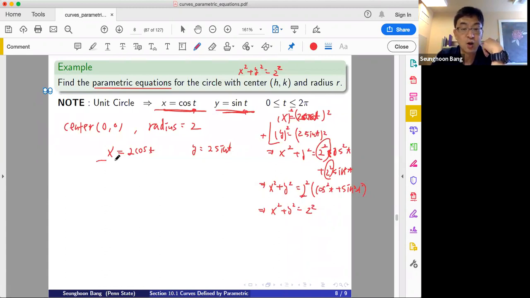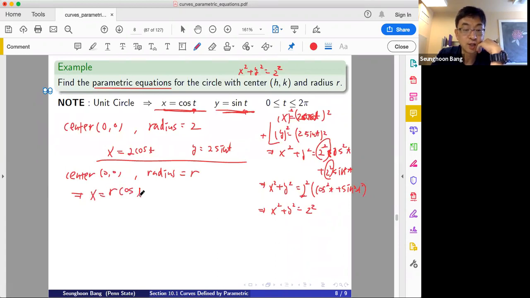This is one good idea. Only multiply by 2. So center 0, 0, radius r. What's that? Only replace 2 by r. So the answer is x equals r times cosine of t, and y is r times sine of t. So that's it. This is exactly the parametric equations.